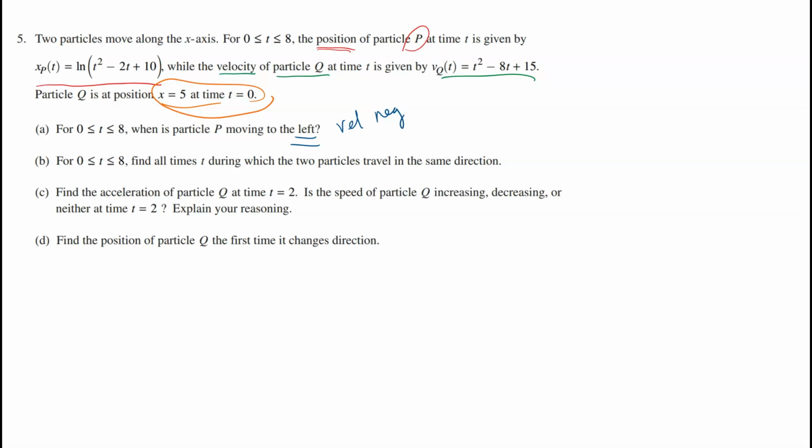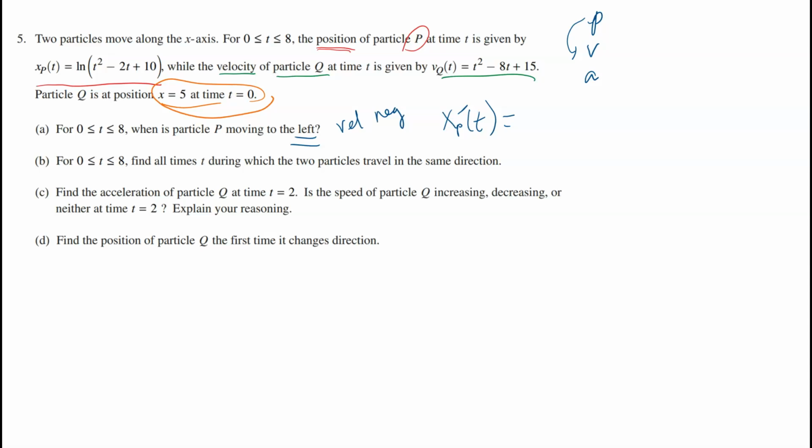And so what that means is since they've given me position, my first step is to take this x function. I'm going to use the same notation they did. And I need to find the derivative of that because position goes to velocity, goes to acceleration. So as I take the first derivative of position, I will get velocity.